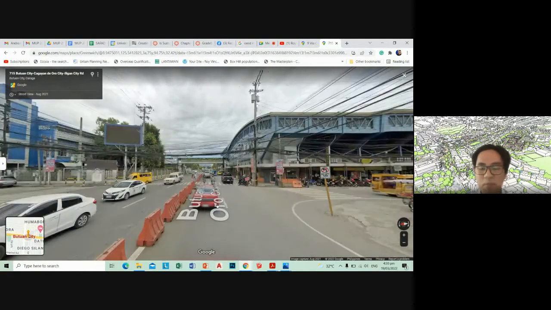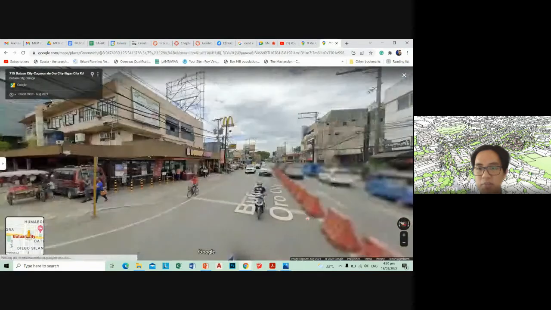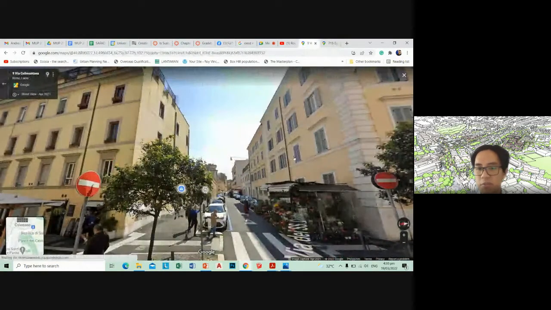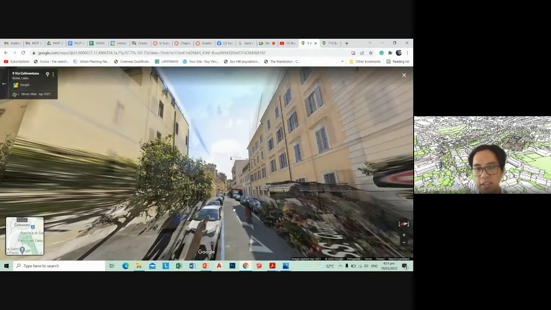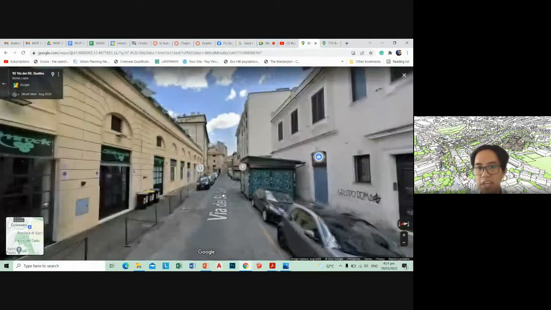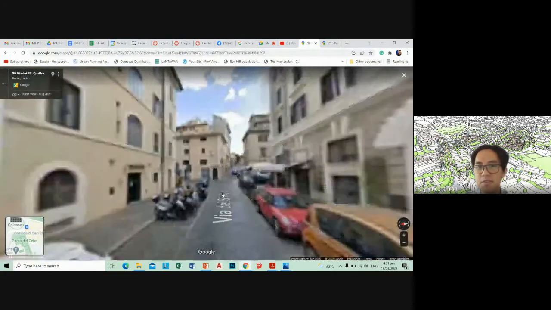So the urban planning policy should be that all buildings should maintain a specific height to create this sort of uniformity and block setting, which also makes it a bit more pleasant looking, but at the same time it also creates a character for the city.